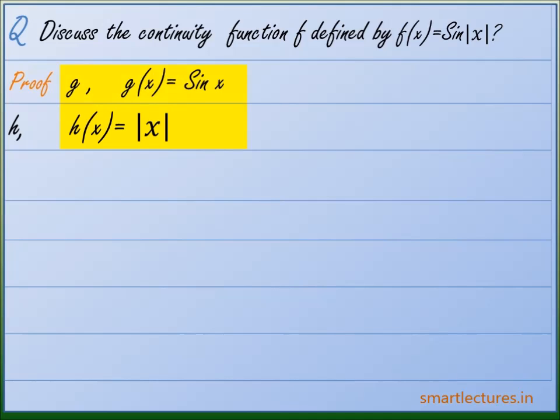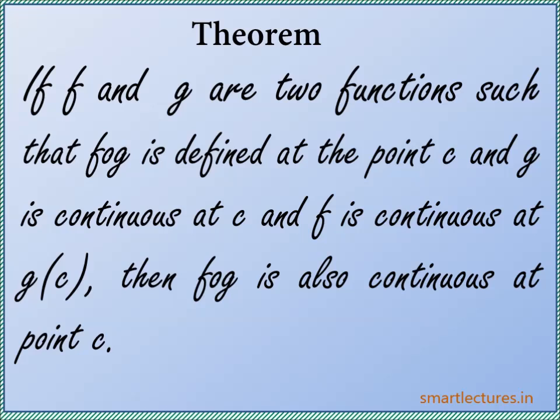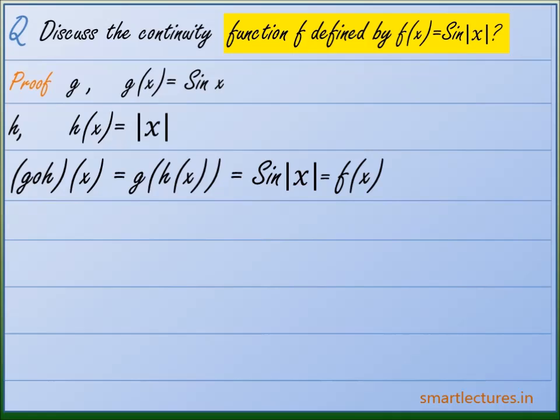Now the composition of these two functions g and h is g of h, which is equal to sine of modulus x. In the previous episodes we have already proved that the function sine x is a continuous function, and also the function modulus of x is a continuous function. By the theorem which we have just stated, if g and h are two continuous functions, then the composition of these two functions is also a continuous function. This means that if sine x and modulus of x are continuous functions, then the composition of these two functions, sine of modulus of x, is also a continuous function.